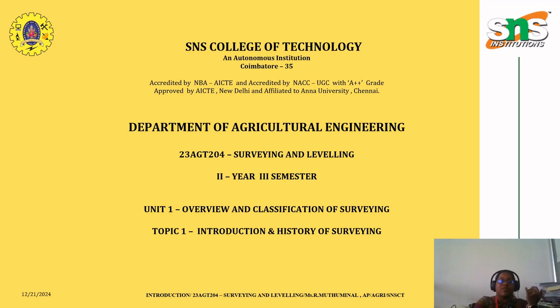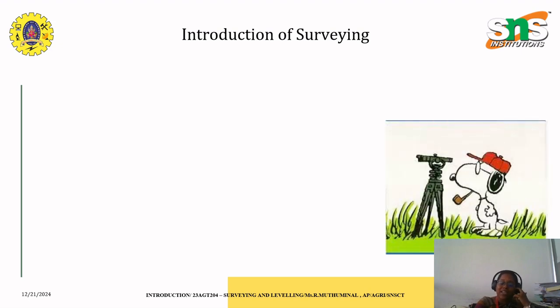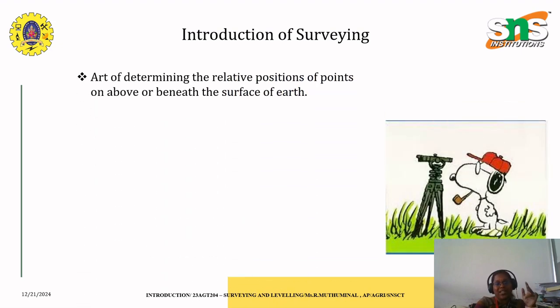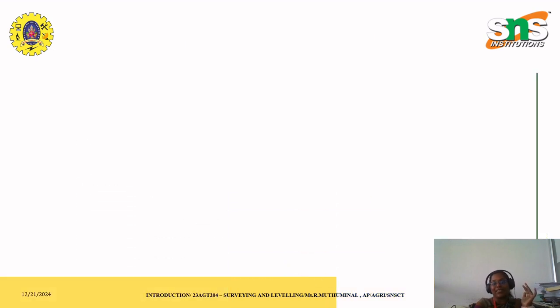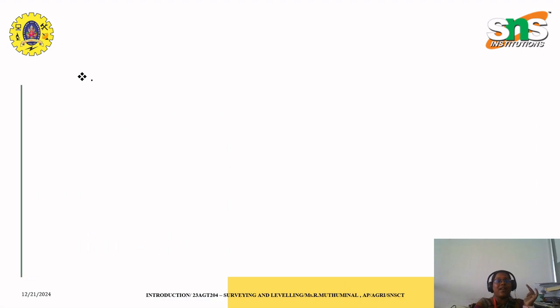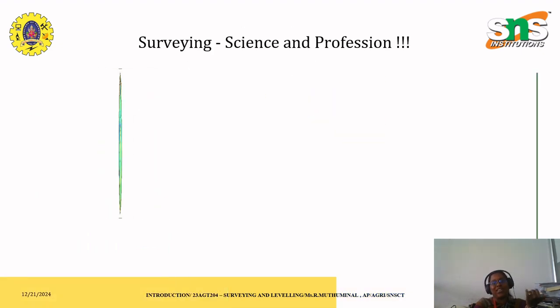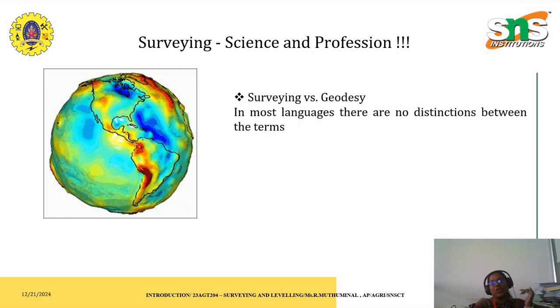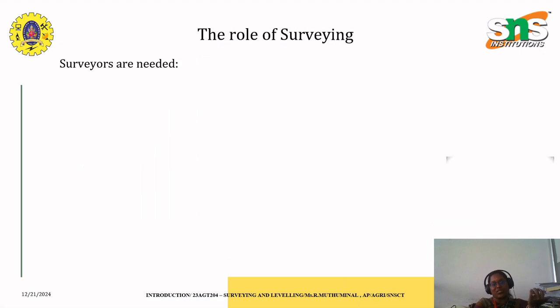Before going into the session, let us have a small recap of what we have seen in the previous classes. We have seen what surveying is, the basic concepts involved in surveying, and the basic introduction of surveying. Surveying is the art of determining the relative position of points on, above or beneath the surface of the earth. This could be achieved by three kinds of measurement: distances, direction and elevation. We have also seen whether surveying is a science or a profession, along with the role of surveyors that helps us provide magnificent structures.